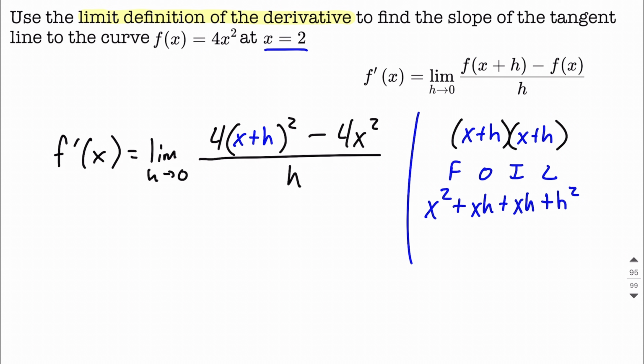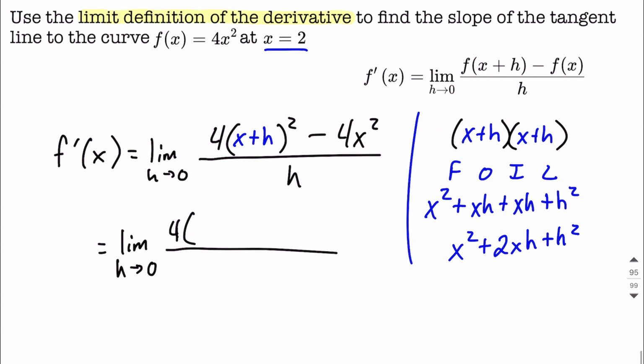Well, these middle terms can combine together. We can think of those as like terms. We have an xh plus another xh, so we have 2xh. All right, so back over to the left-hand side. We're looking at the limit as h approaches 0. We have 4 times, remember we just said multiplying out the x plus h squared works out to be x squared plus 2xh plus h squared. Then we'll bring along our minus 4x squared and the h from our denominator.